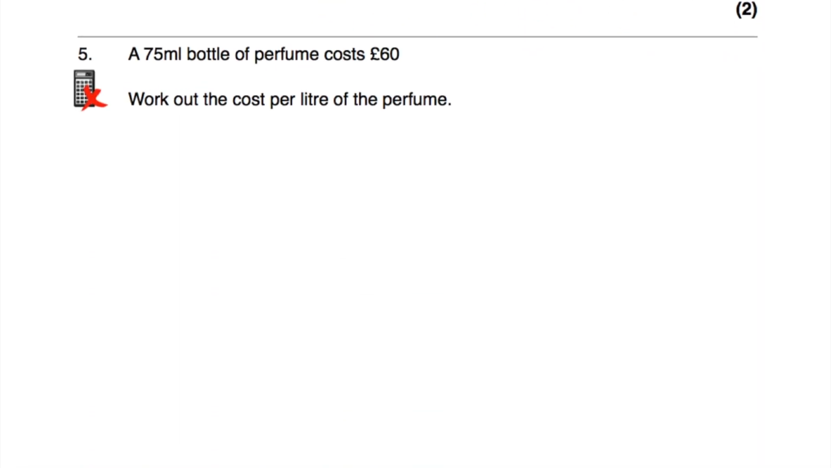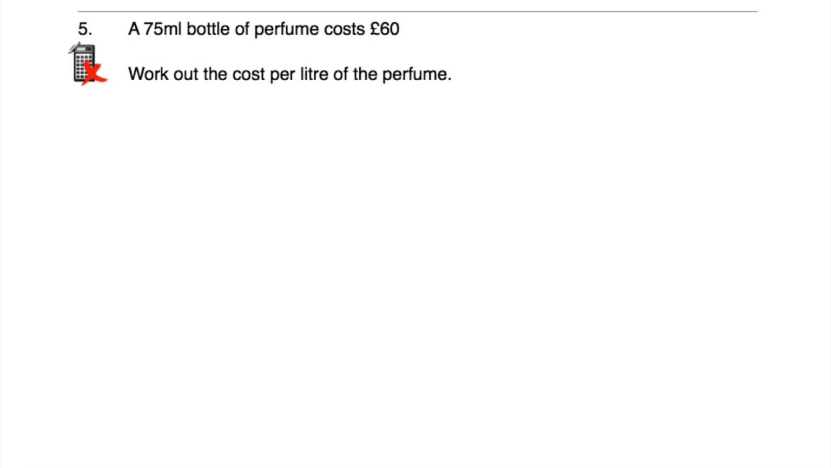Okay, let's have a look at our next question. It says a 75 millilitre bottle of perfume costs £60. We've been asked to work out the cost of a litre of the perfume, or cost per litre of the perfume. So how much would it cost for a litre? Now remember that 1 litre is equal to 1,000 millilitres. Now we know a 75 millilitre bottle costs £60.